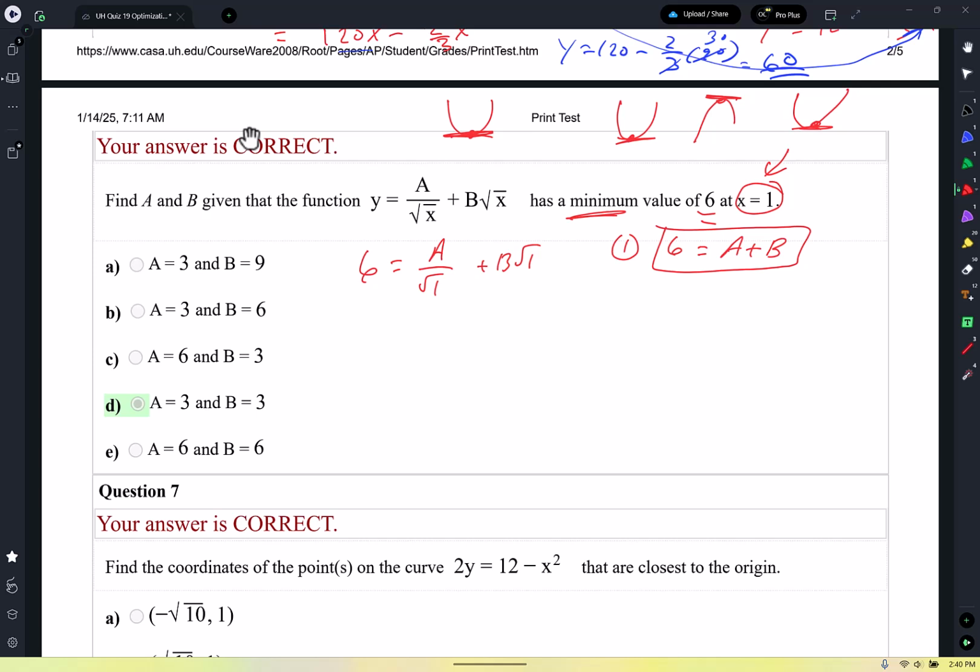Say it again. Why would we do 6 equals a plus b? Oh, because I know that I have a minimum value of 6 when x is 1, so I plugged in a 1 and I equaled it to 6. Because that was given. You know what I mean?